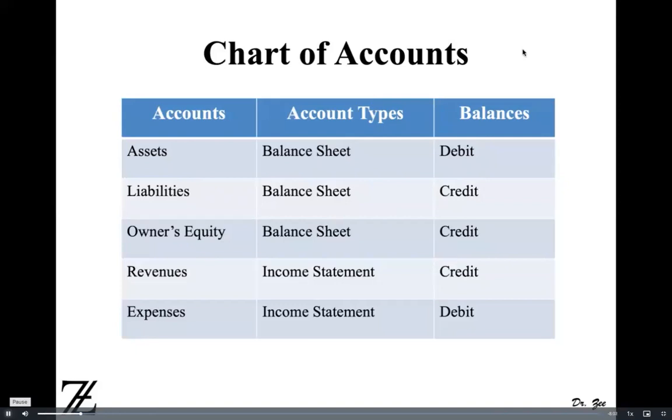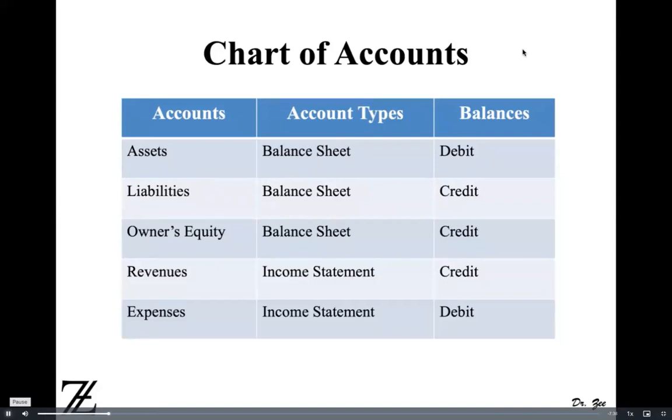So what are asset accounts? Asset accounts record any resources your company owns that provide value to your company. They can be physical assets like land, equipment, machine, cash, or it could be an intangible thing like a patent or trademark. Okay?